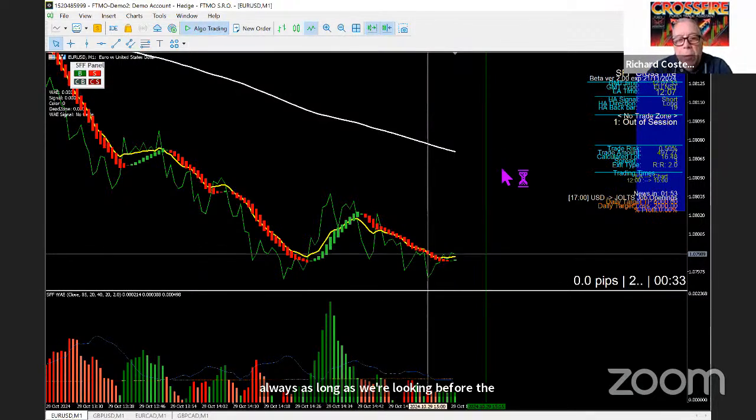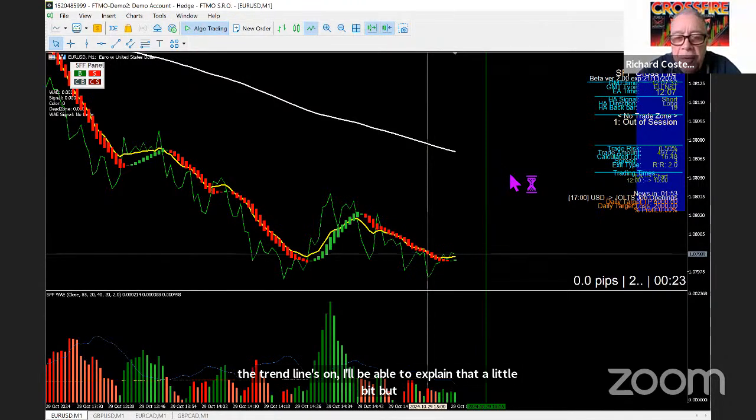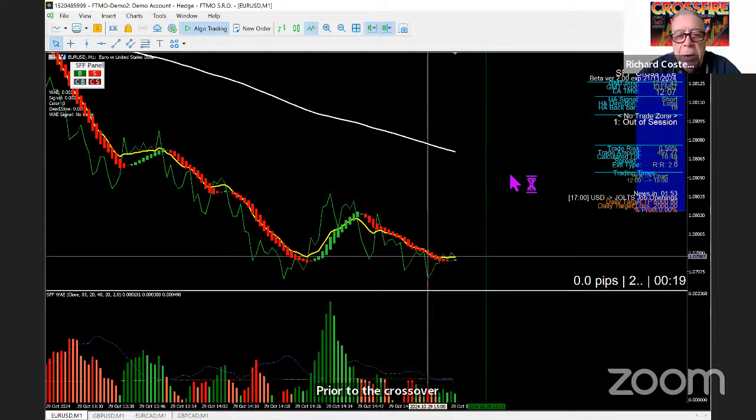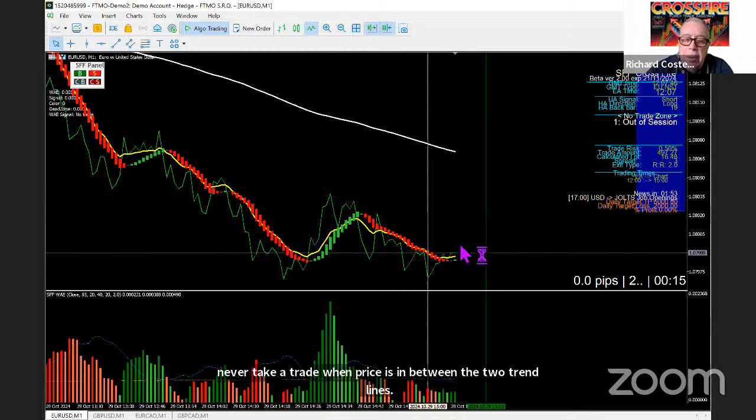So when the trend line's on, I'll be able to explain that a little bit, but prior to the crossover, we never take a trade when price is in between the two trend lines. Now, I need to change the start time on the other three charts.